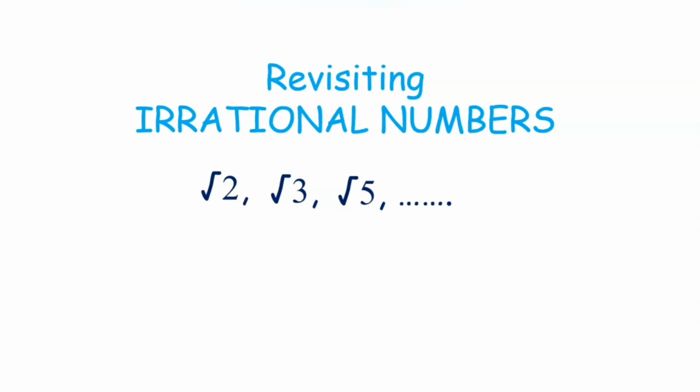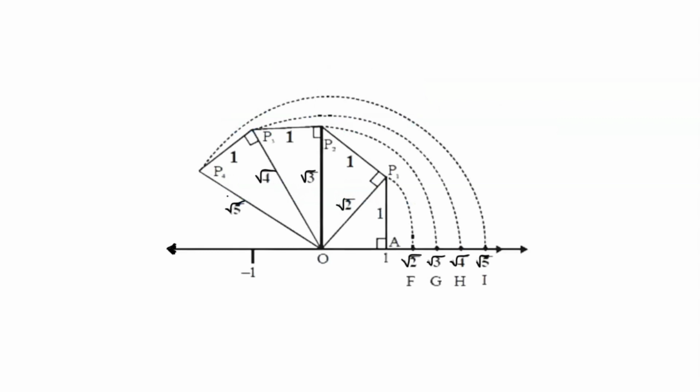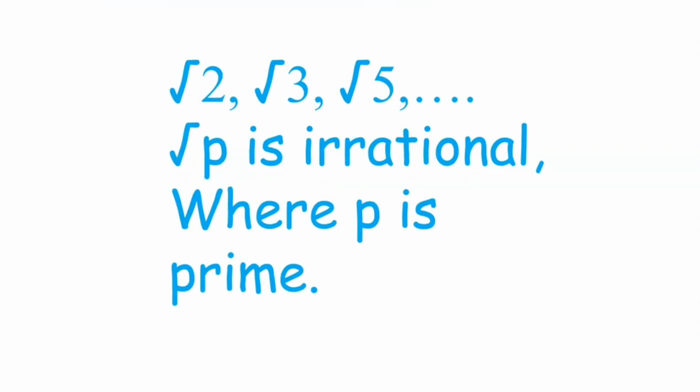Okay, right, let's come to the topic. In your previous class, I think you were already introduced to irrational numbers and some of their properties. And also, I think you have already learned how to represent irrational numbers on the number line like this. Yes, but we didn't prove that they are irrational numbers, right? Now, we are going to prove that root 2, root 3, root 5, etc., like root p, are irrational, where p is a prime number, right?